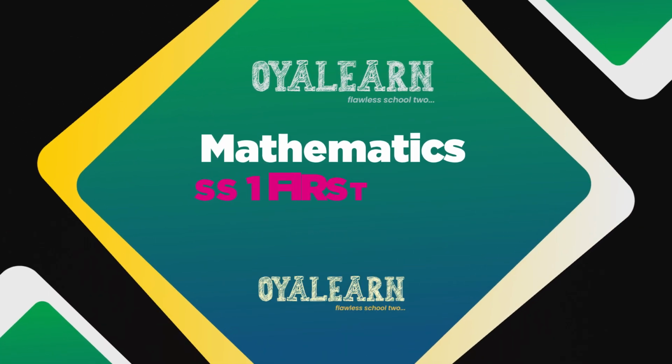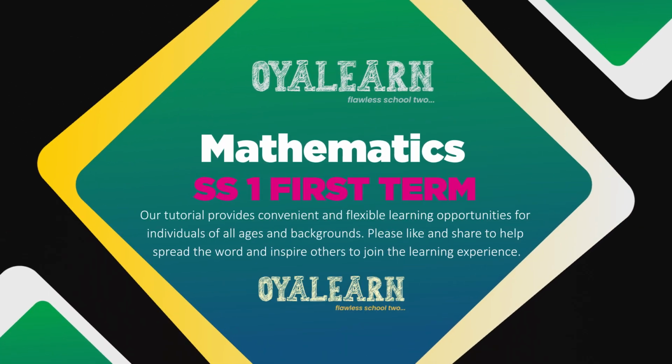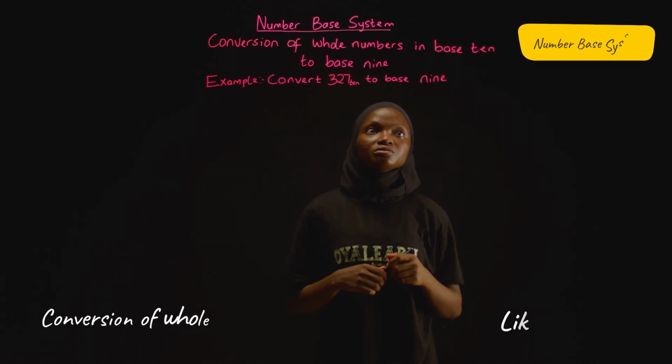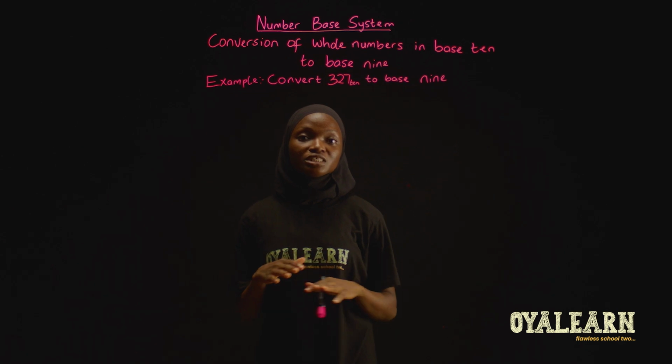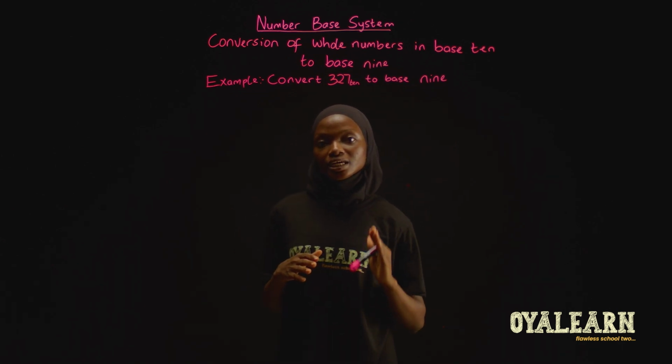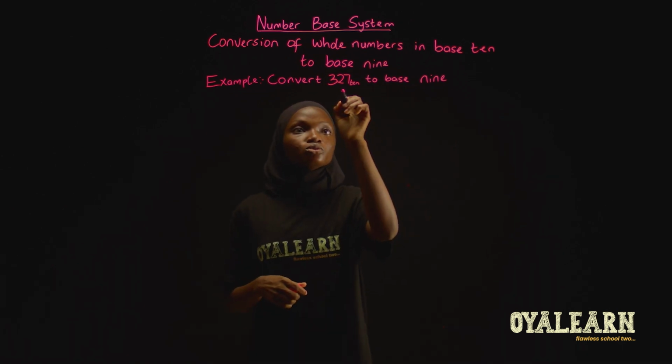Here is another example on how to convert whole numbers in base 10 to base 9. Let's convert 327 base 10 to base 9. To do this, we divide repeatedly by 9 until further division is no longer possible. Then take the remainders upwards. Solution.